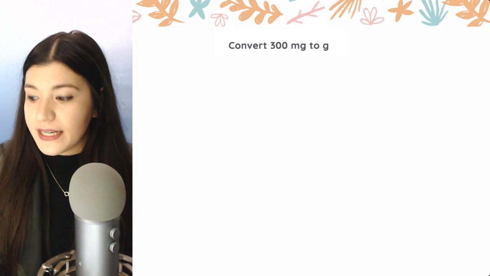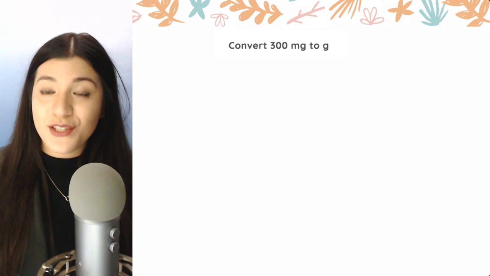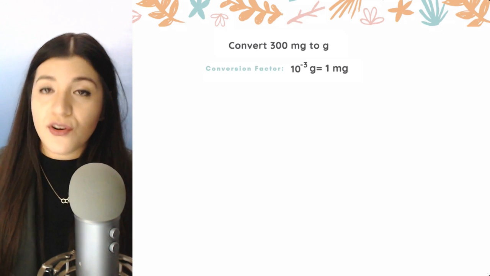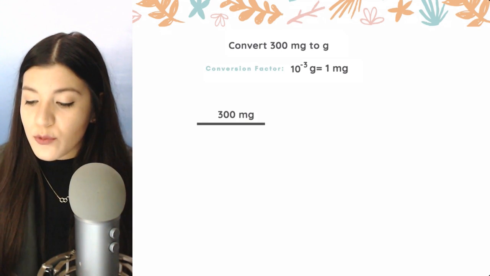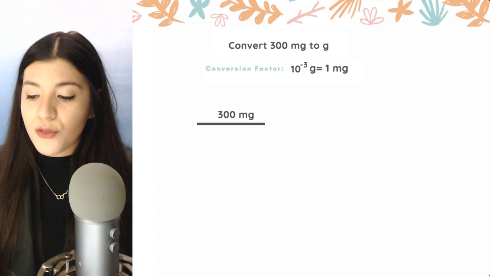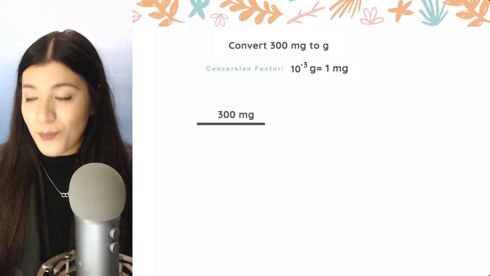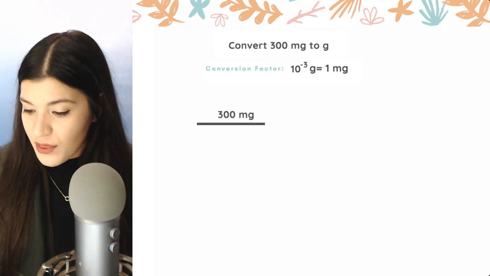So we're going to convert 300 milligrams to grams. And we're going to use the same exact conversion factor. We'll start off with our given, which is 300 milligrams. We want the milligrams to be on the bottom so that those can cancel.